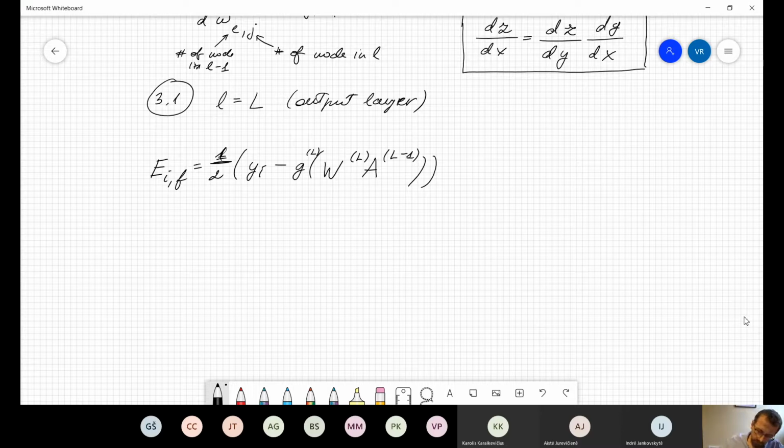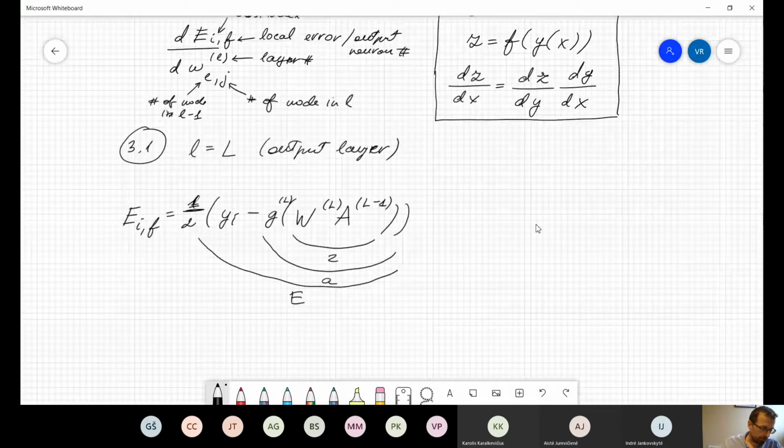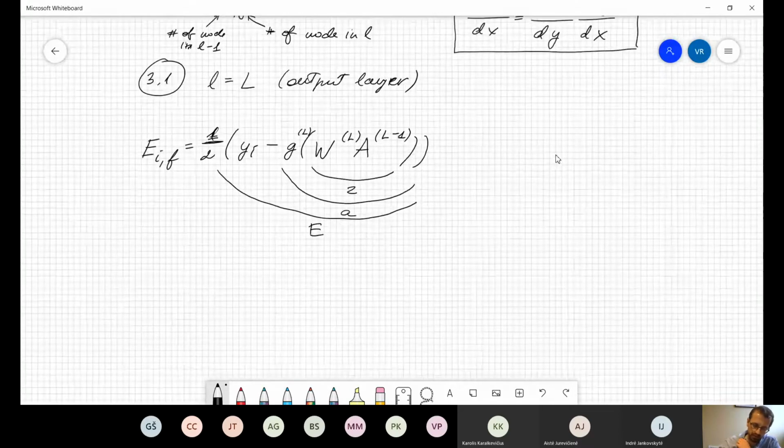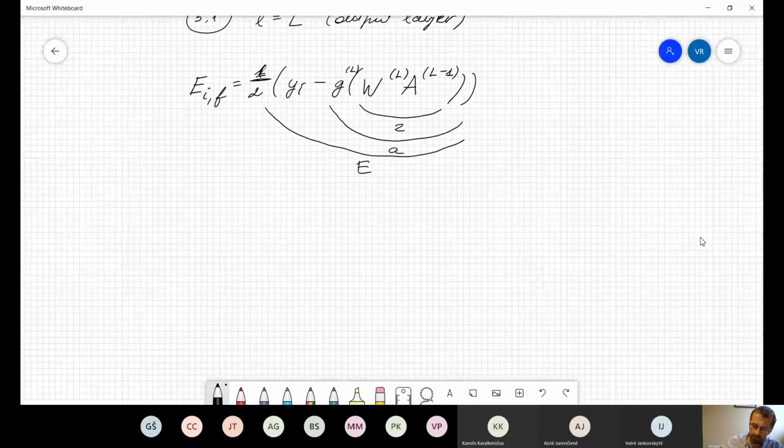What we actually have here is the Z calculation, right? So this is the Z calculation. This is the activation calculation, and this is the calculation of the error. As you can see, this is a composition of functions, just like we saw here. So what we can do is start decomposing this and finding the derivative with respect to the specific weight. I think we can do this right away.